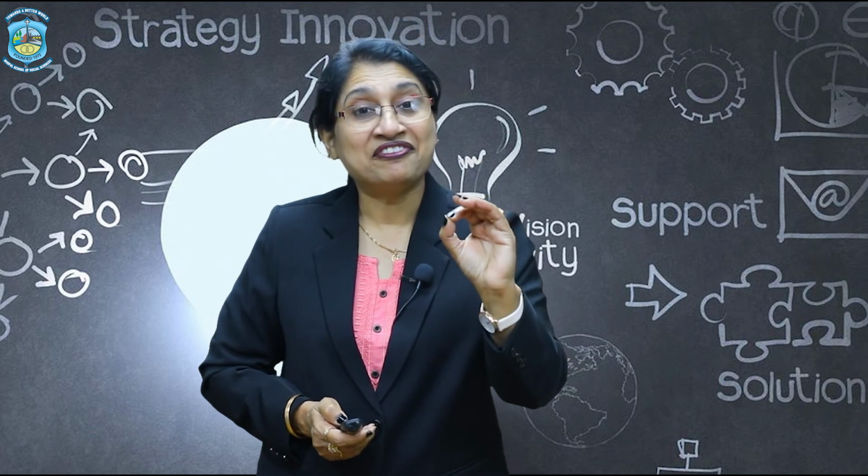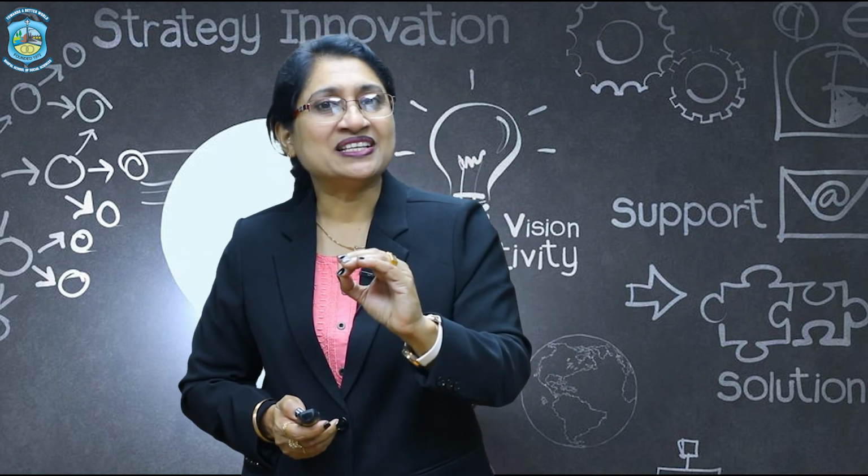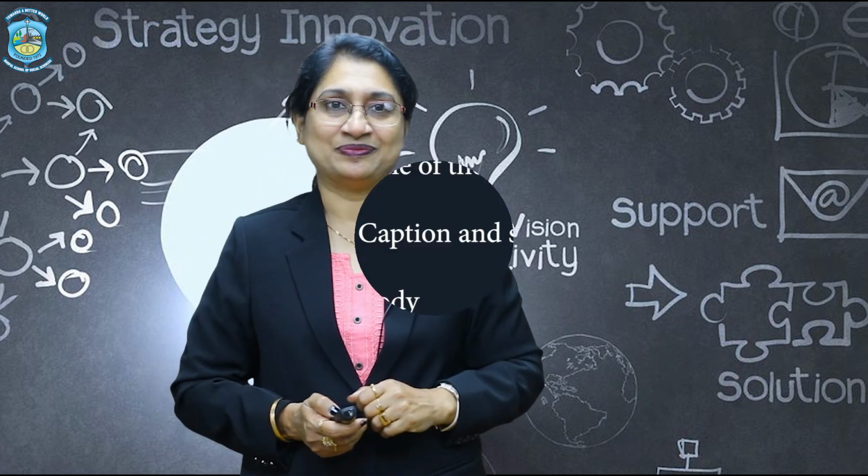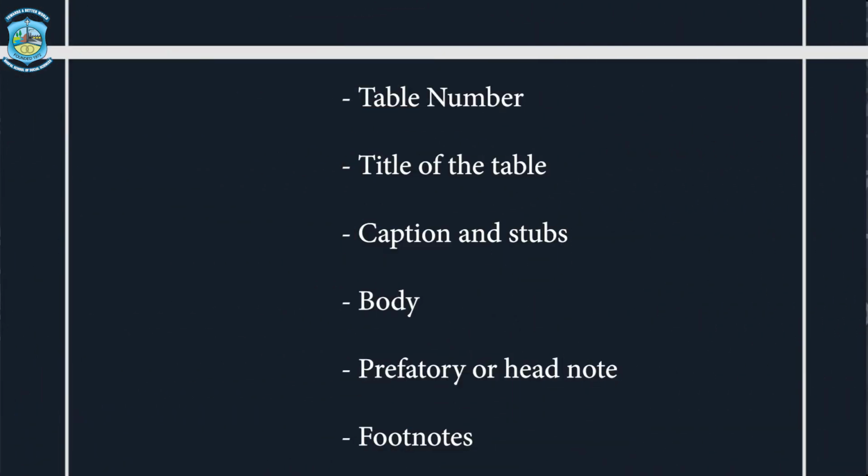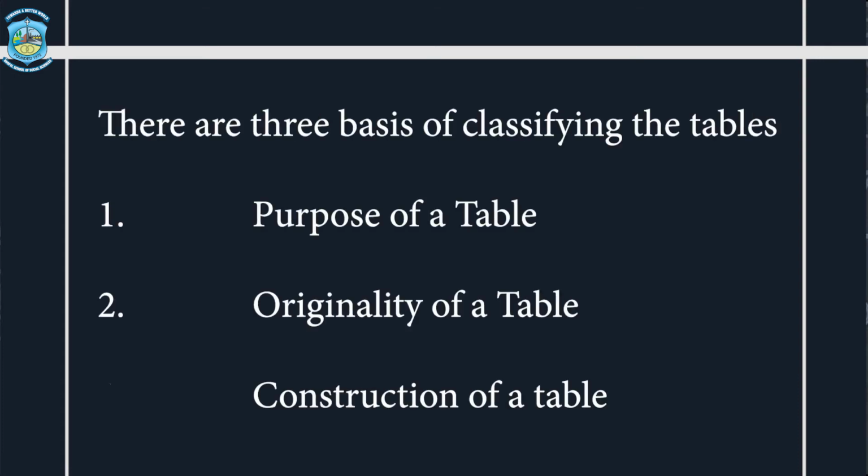Remember, every table that we use has several parts, like a table number, the title of the table, caption and stubs, body, prefatory or head notes and footnotes. There are 3 different types of classification of tables. Number 1, on the basis of the purpose of a table. Number 2, on the basis of originality of a table. And then the construction of a table.